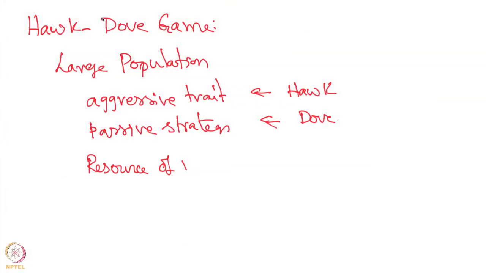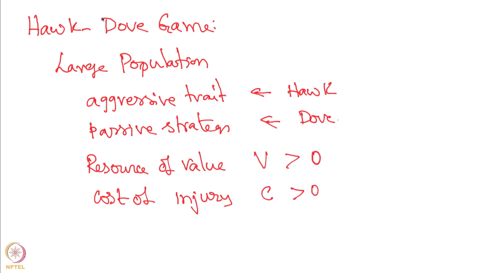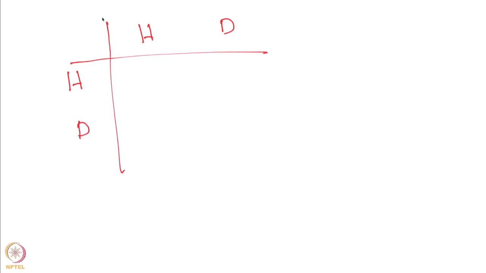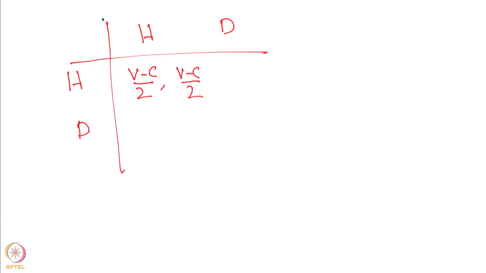Let us assume the resource has value V which is greater than 0, and there is a cost of injury C, which is again positive. Now, if both players are playing hawk behavior, one of them will get the resource V and the other incurs a cost C. So on average, the hawk population gets (V minus C) by 2. So the payoffs are (V minus C) by 2, (V minus C) by 2.